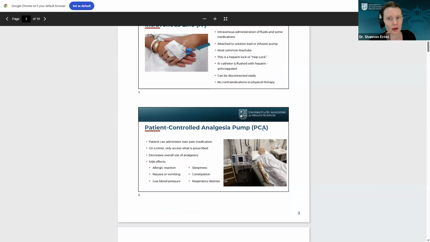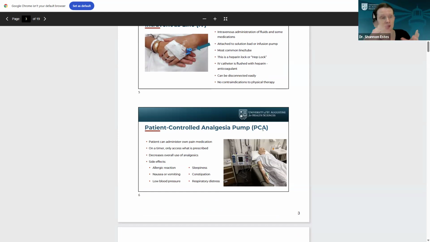They also talk about the PCA pump there. So, your PCA pump is what we many times think of as our pain pump. It is inserted, and then within that pump, you also have a button that you can push to administer the medication on a PRN basis.